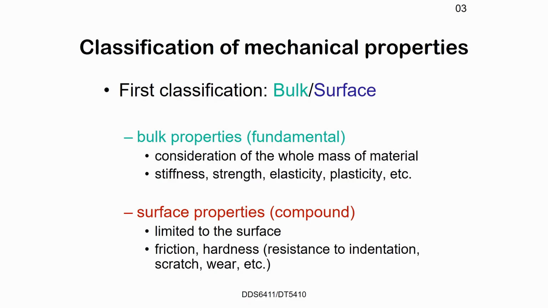For example, friction. It doesn't just depend on the materials, it also depends on the opposing material, the surface roughness of your sample, and whether there's any lubrication. Hardness is another one. As you see, it depends on the stiffness of the material as well as the plasticity. Any questions so far? Good.